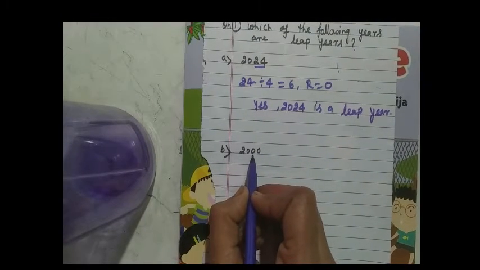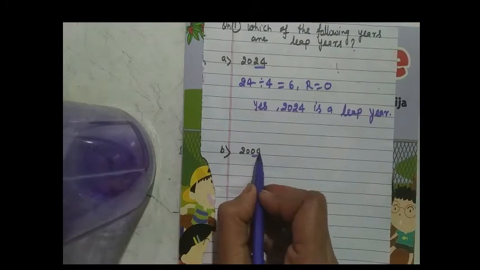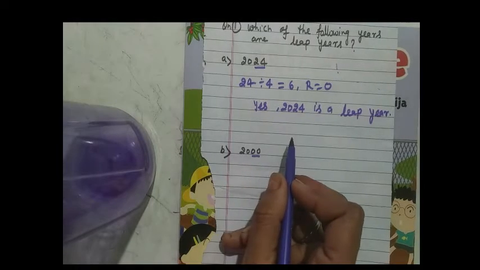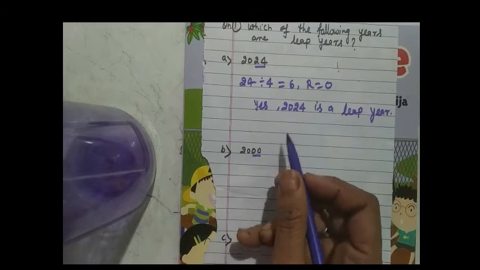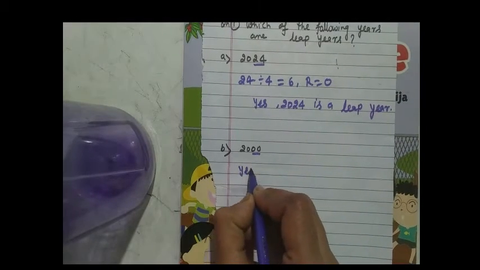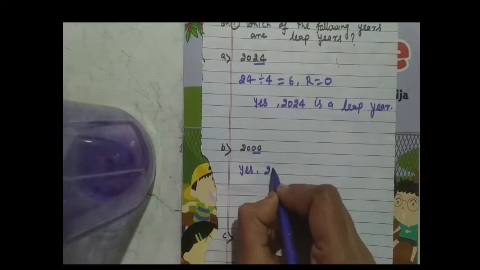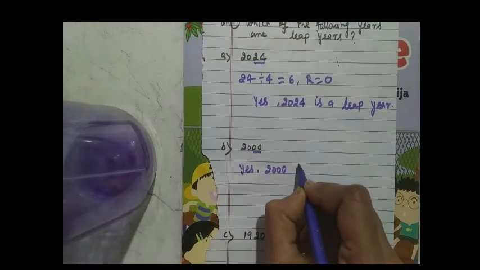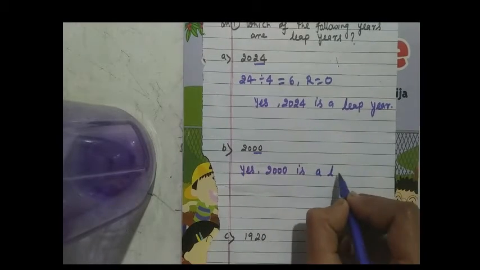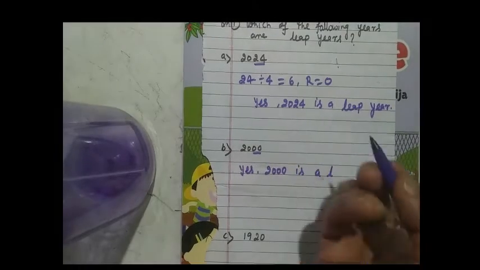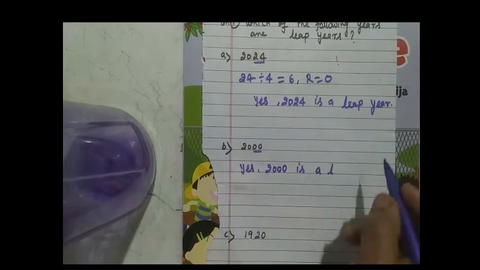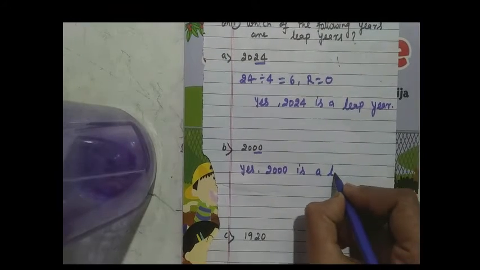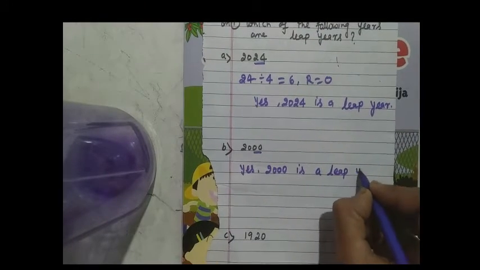2000. Again we need to check the last 2 digits, which are 0. 0 can be divided with any number. So here also you are getting remainder 0. So yes, 2000 is a leap year. Directly, no need to show the division or this process, because 0 you can divide with any number and it will give 0 only. Okay, leap year.